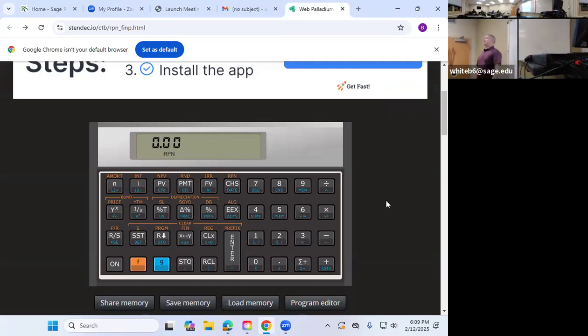I. Interest. Always interest. And N is periods. This could be days, weeks, months, years, quarters, anything of that nature. So N is periods, I is interest, PV present value, PMT payment, FV future value. Questions about any of this so far? All right.